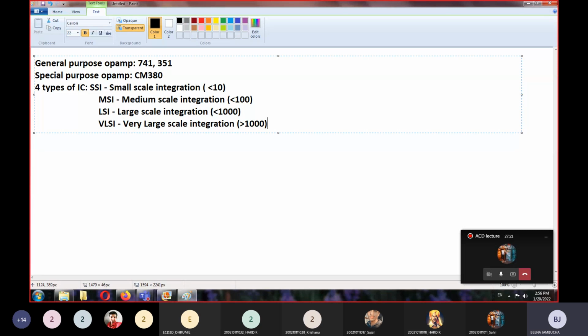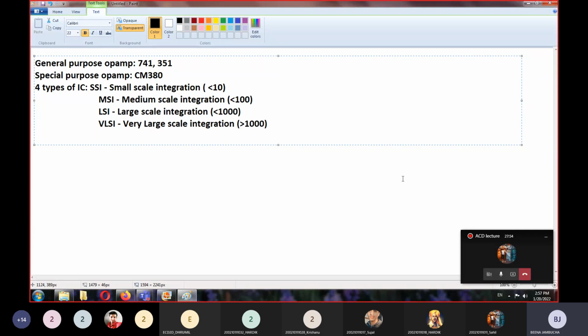As there is no limit right now, this technology is growing more and more, and that's why the technology has incorporated more and more components inside a small size of IC. When you are going to purchase the IC, at that time there will be some number written on it.